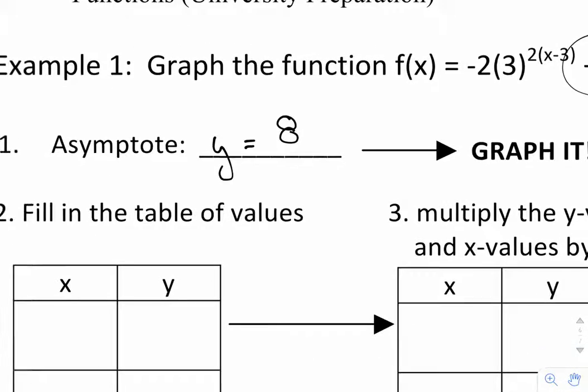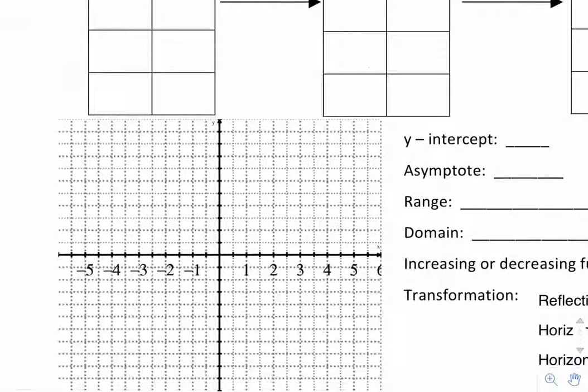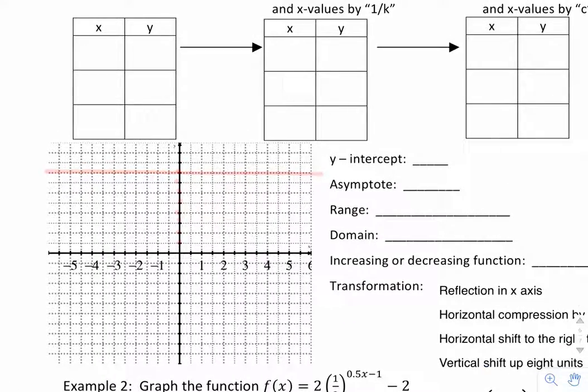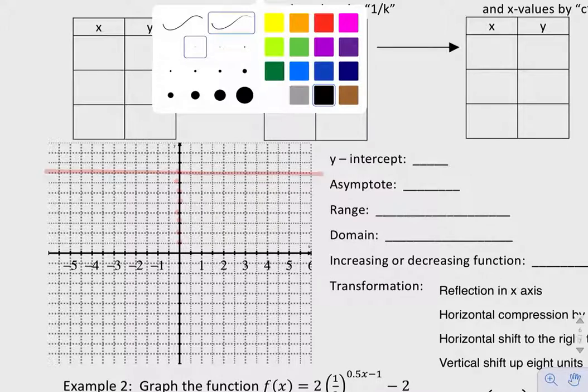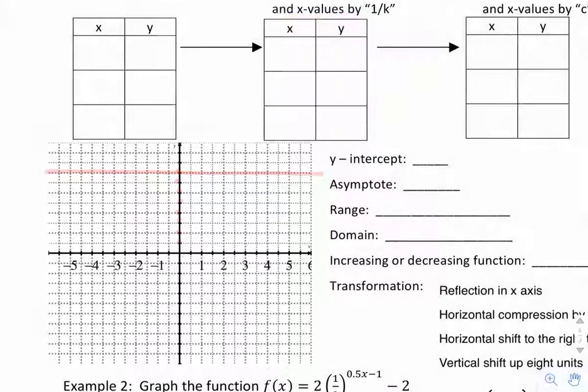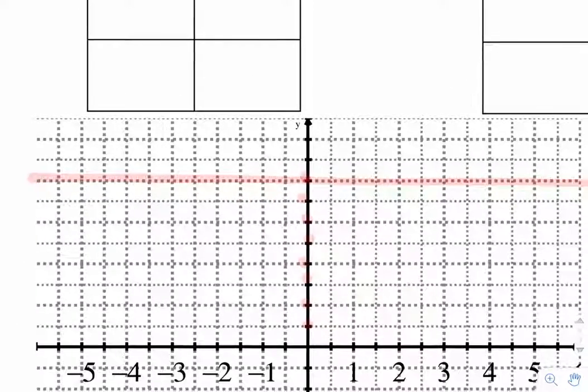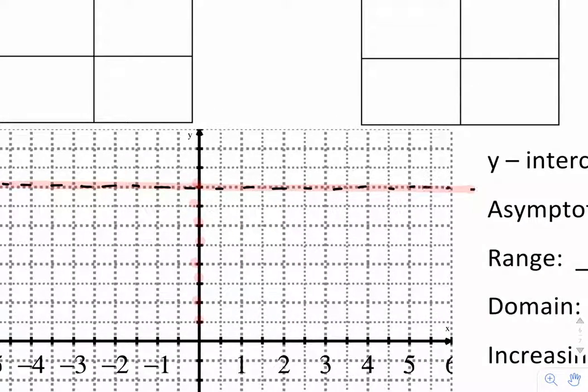So I'm going to go to my red highlighter, into my grid, and 8 is going to be, so that's 1, 2, 3, 4, 5, 6, 7, 8, right over here. So there's where I get a horizontal line across the line y equals 8. And I'll just do that in a dotted broken line to indicate my horizontal asymptote.